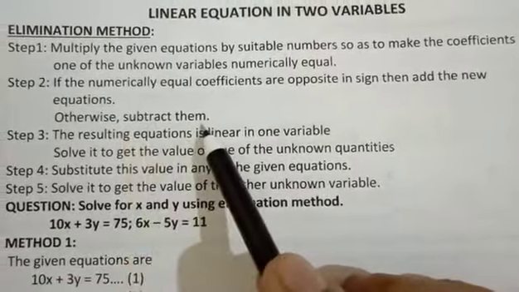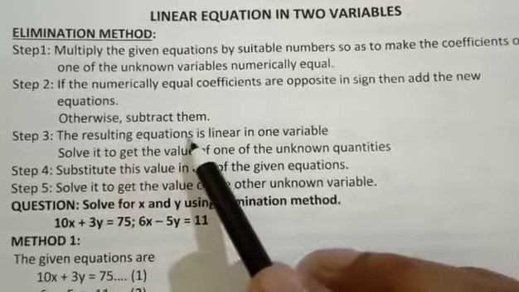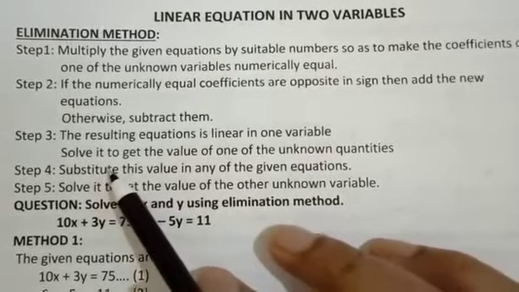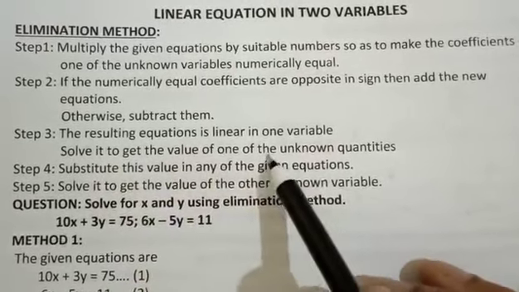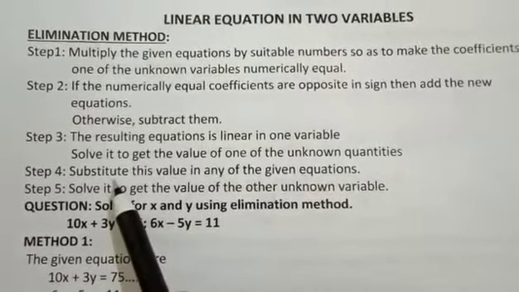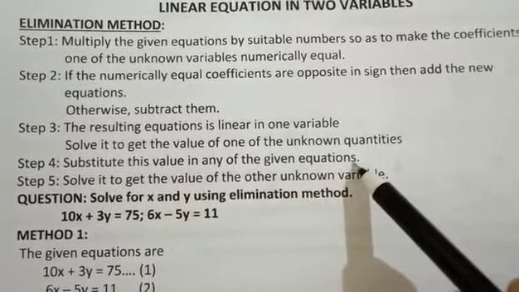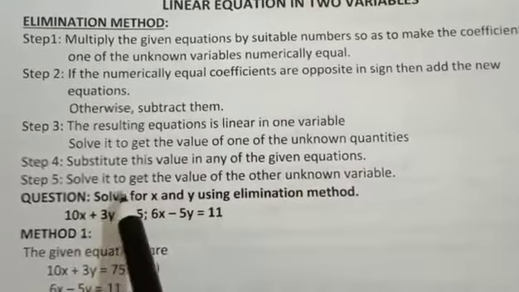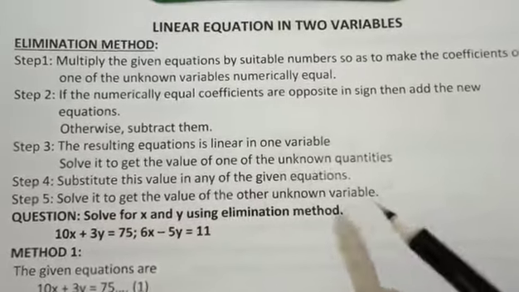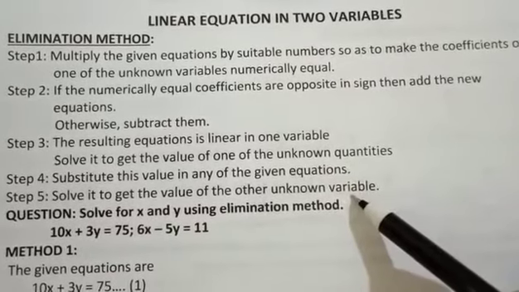otherwise subtract them. Step number three: the resulting equation is linear in one variable. Solve it to get the value of one of the unknown quantities. Step number four: substitute this value in any one of the given equations. And the last step: solve it to get the value of the other unknown variable. So if you look at the process of the elimination method, there are 5 steps which are given here.